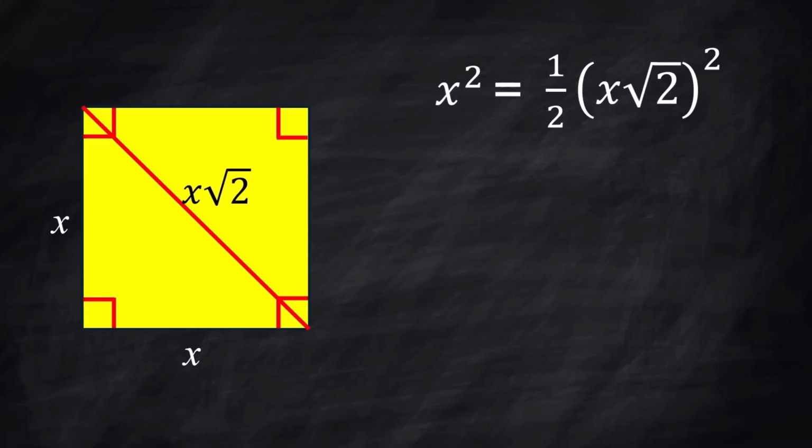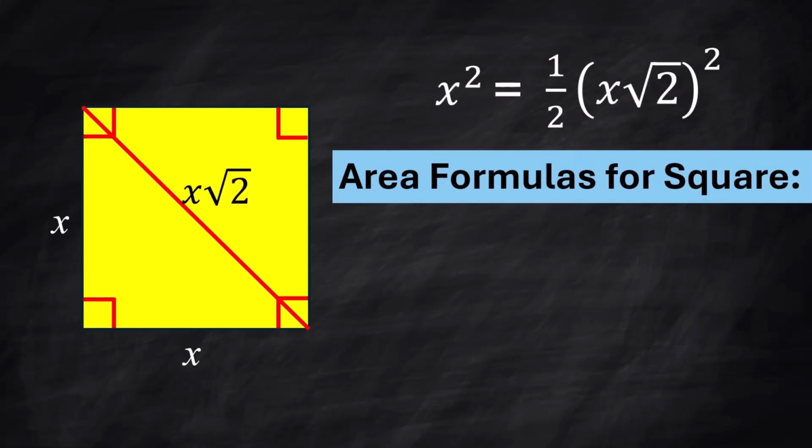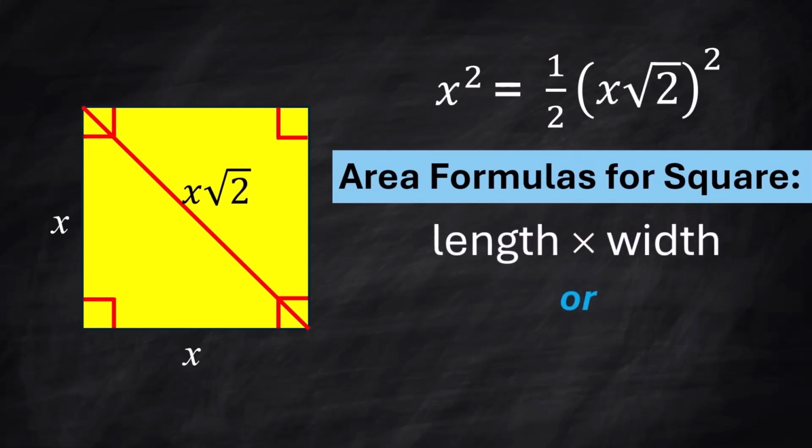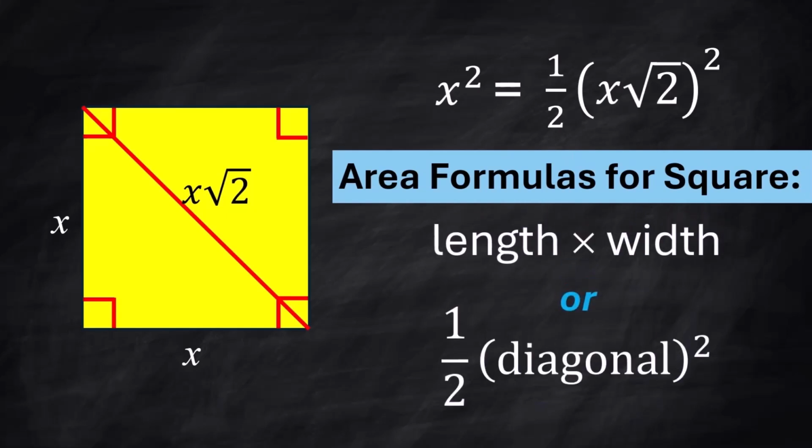So right now you have two formulas for the square. One is length times width, and the other one is 1/2 times the diagonal squared. How cool is that? Show this to your geometry teacher if they haven't shown it to you first, because I'm not lying. I didn't know about this for a long time.